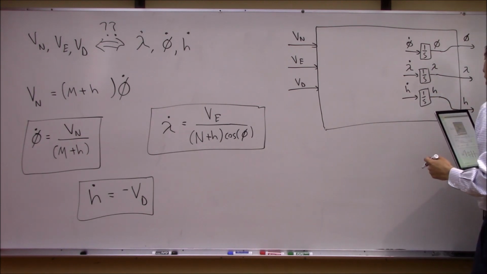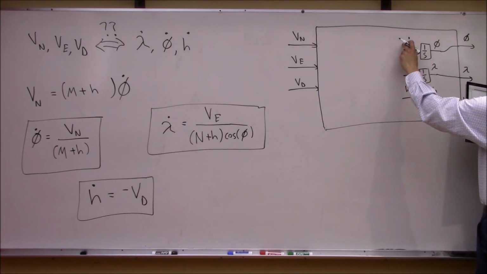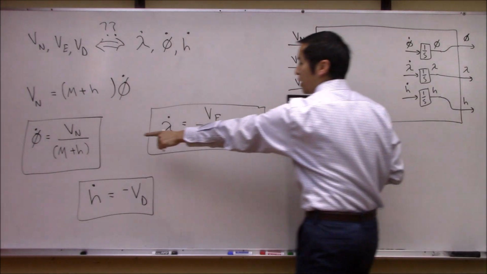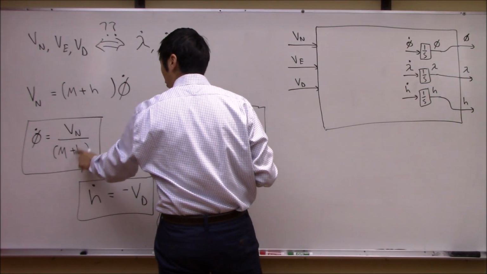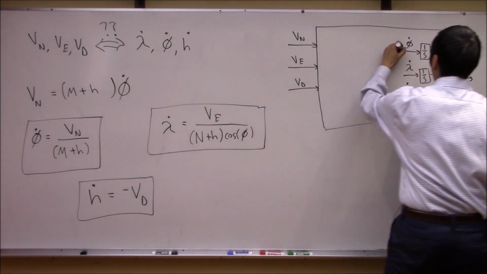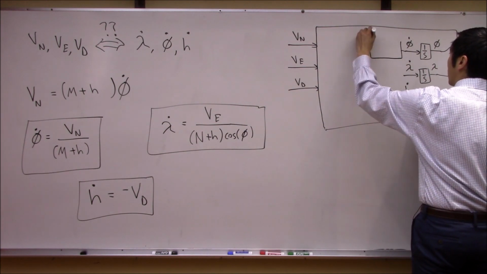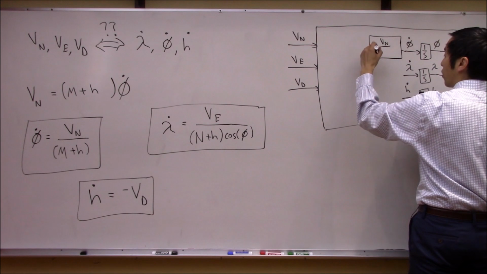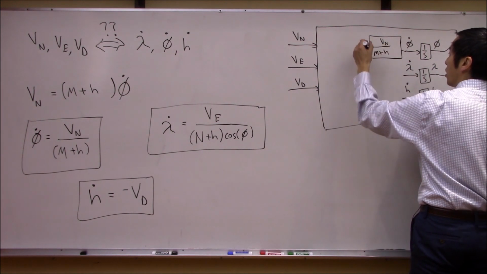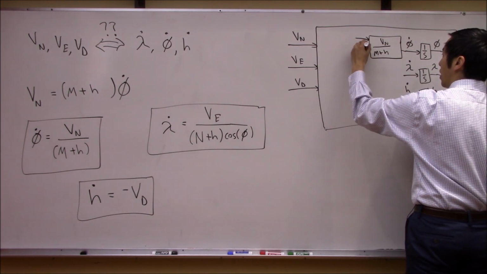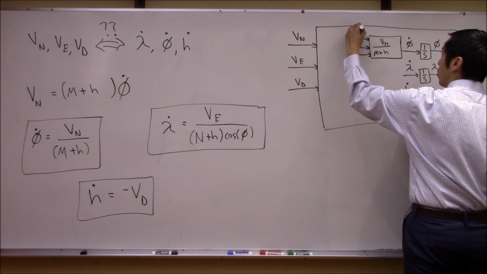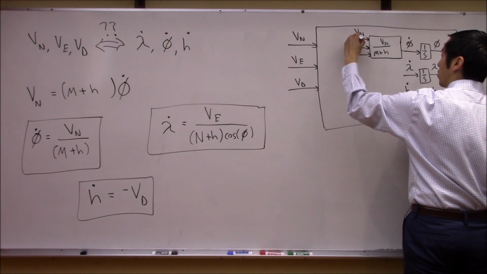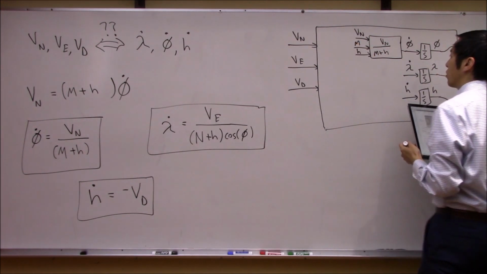Like that. Now all we got to do is figure out, how do I get phi dot? Well, phi dot is right here. It's velocity north over this. So I basically need a sub block here, which is going to basically compute Vn all over m plus h, okay? So apparently what you need to tell this block is you need three things. You need V north, I need the radius of curvature m, and I need the geodetic altitude h.